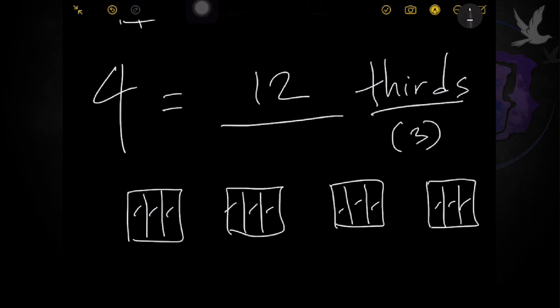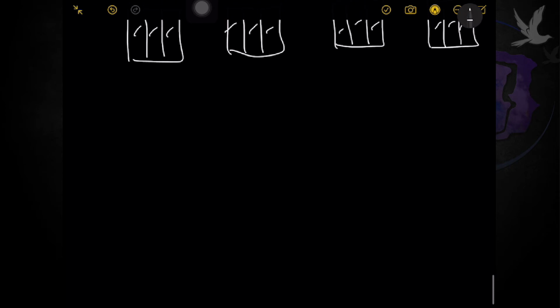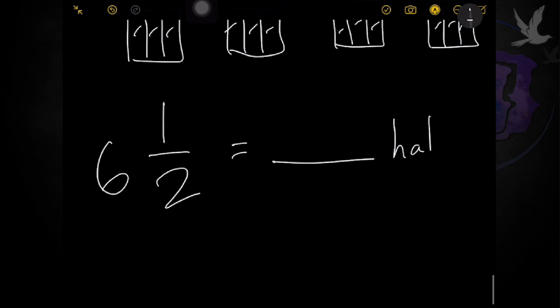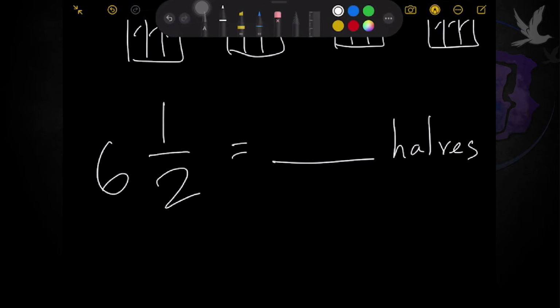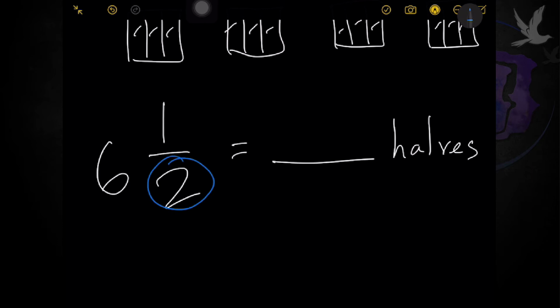Now, what if a mixed number is given to you? Let's say we have 6 and 1 half. How many halves are there? Okay, there is a technique here. You basically do not need to draw the units. Okay? Anong technique dito? Take the denominator first and multiply it with the whole number. Basically, the same process how you change mixed numbers to improper fractions.